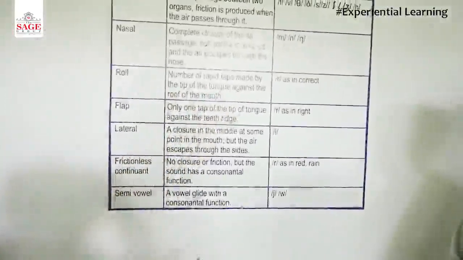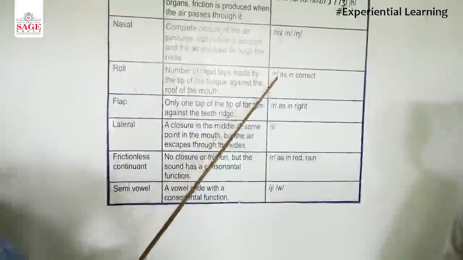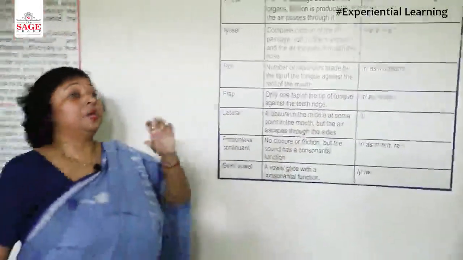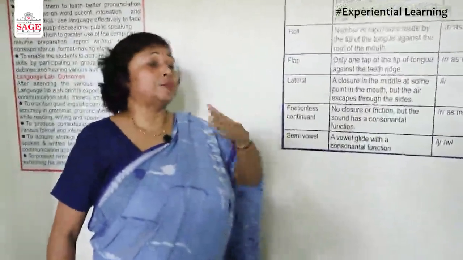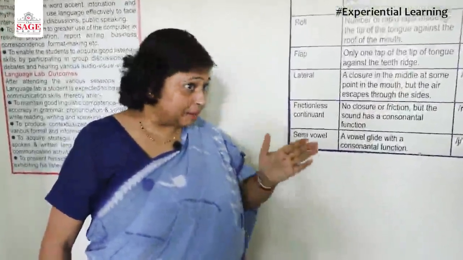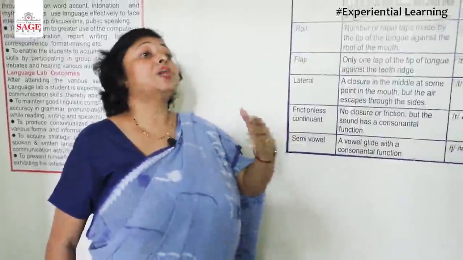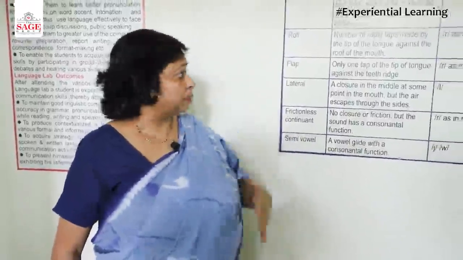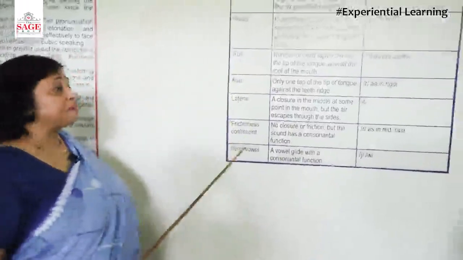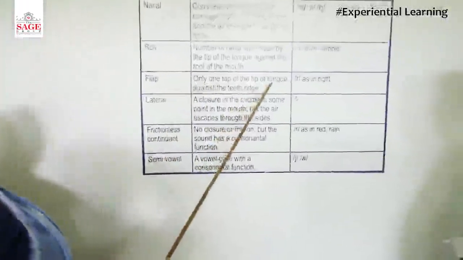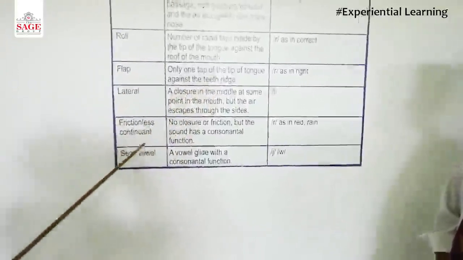Coming to the next part of the sound, that is called the roll sound. This is a number of rapid taps made by the tip of the tongue against the roof of the mouth, and basically this is R. R is a very functional sound because sometimes in a sentence R comes at the very first part of the sound, sometimes R sits in the middle part, sometimes R comes at the back part of the sound. Next is the flap. One tap of the tip of the tongue against the teeth ridge. Here R is also used.